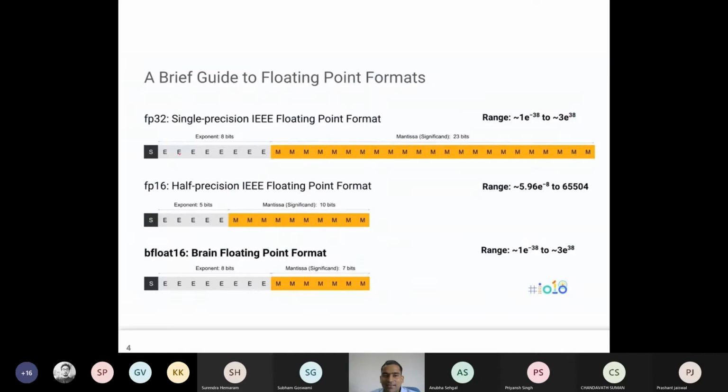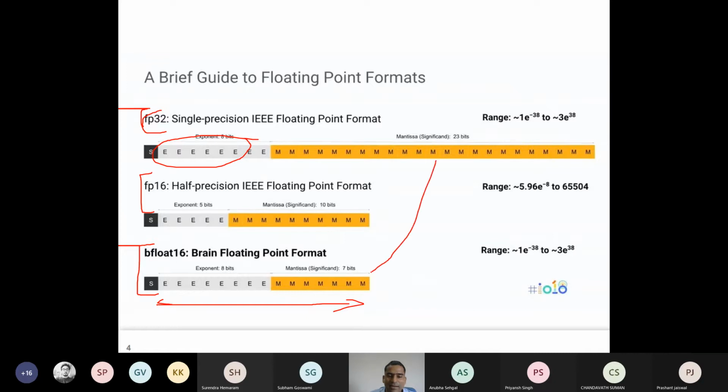Another thing is that this was an IEEE standard format, and this was also an IEEE standard format. But recently, researchers have proposed brain floating point. Here, although the total number of bits is 16, the number of exponent bits is the same as that in FP32. They have sacrificed on mantissa, not on the exponent bits. That's why its range is the same as that of FP32, because range is decided by the number of exponent bits.